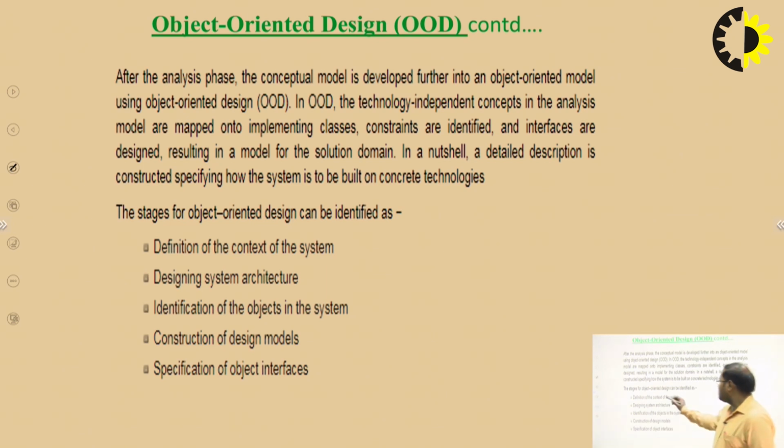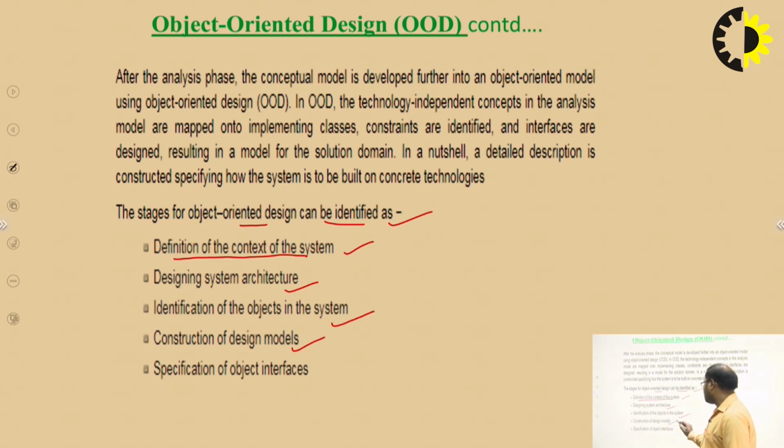The stages for object-oriented design can be identified as follows. The first is definition of the context of the system. Then designing the system architecture, identification of the objects in the system, construction of design models, and specification of object interfaces.